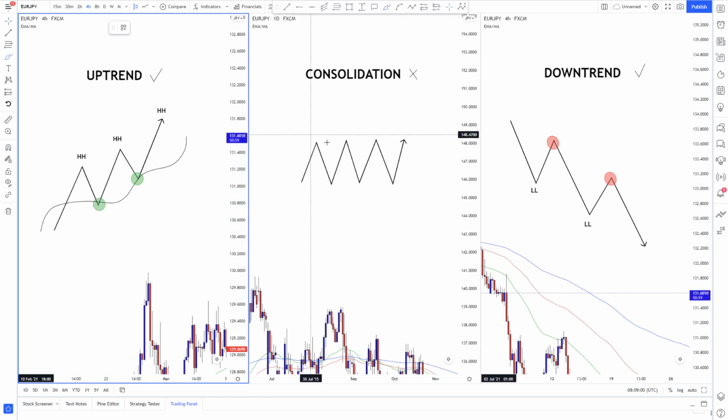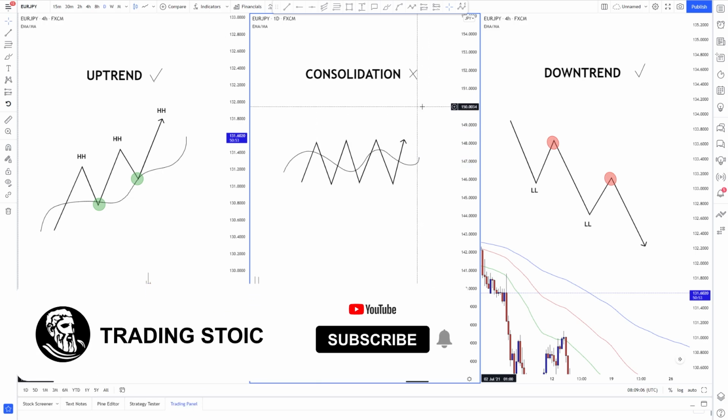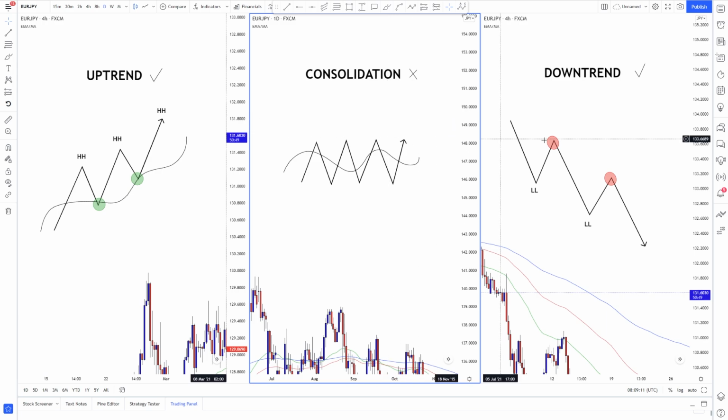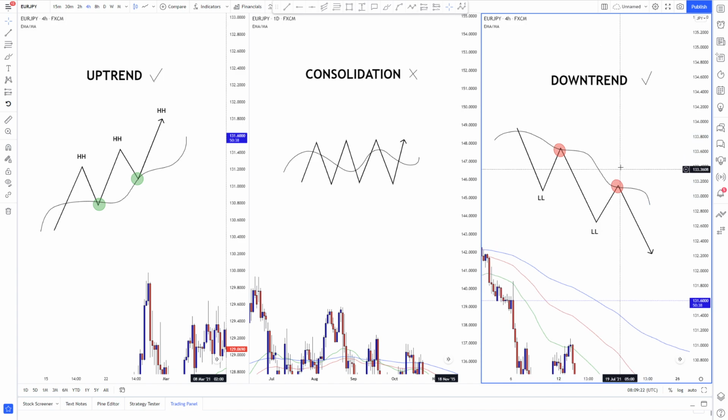So in the consolidation, the moving averages will be flat, like this. So there is no trading. We need a higher high or a lower low, so a trending market, before taking any trades. In a downtrend it's the same thing. The moving average will follow the price, and if this moving average aligns with the lower high, like this, this can be used as a sell confirmation.